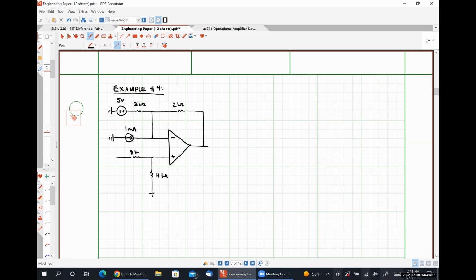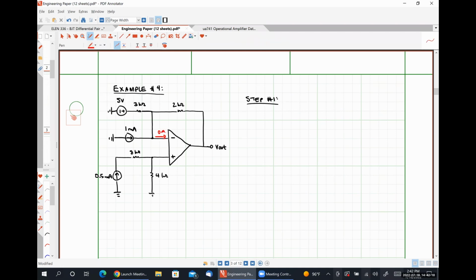An 8 kilo ohm resistor, a 0.5 milliamp source. And our goal is to determine V out. So step number 1, we apply op amp rule number 1.